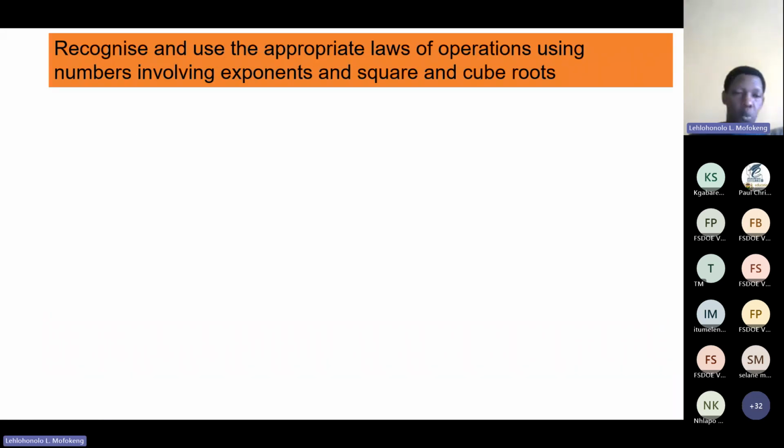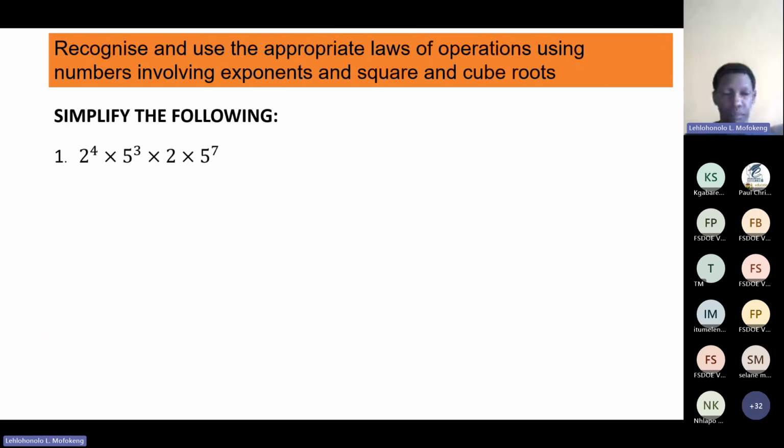Now, the first one, let's consider this first question. Simplify the following. You'll realize that these are exponents because you can recognize them by the base as well as the exponents. Now, according to the laws of exponents, when we multiply, we must multiply the same base, not a different base.